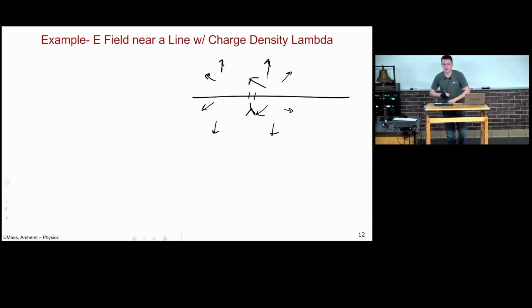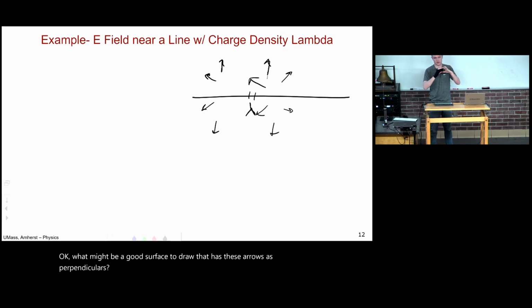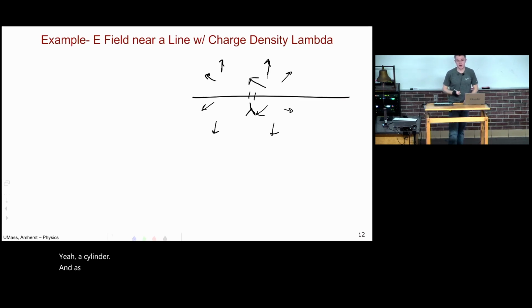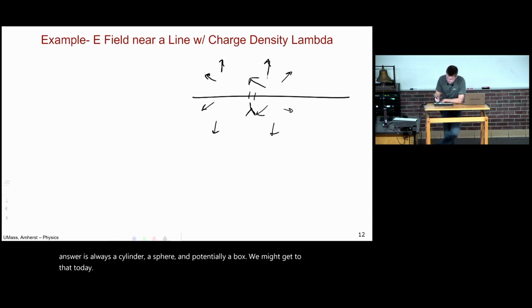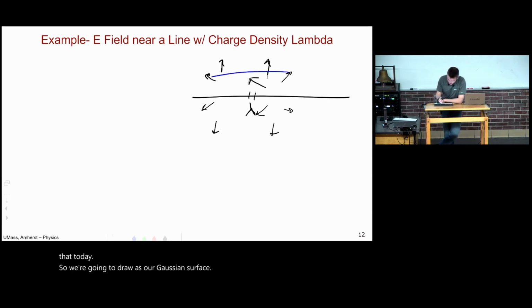Okay, what might be a good surface to draw that has these arrows as perpendiculars? Yeah, a cylinder. And as you'll see, you don't have to be very good at guessing surfaces. The answer is always a cylinder, a sphere, and potentially a box. We might get to that today. So we're going to draw as our Gaussian surface a cylinder.